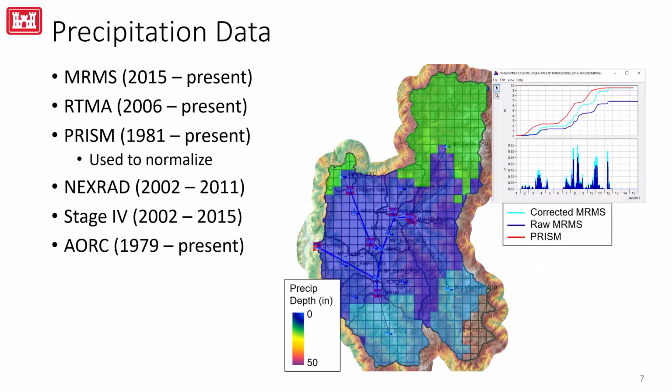Multiple sources of gridded precipitation were used. The gridded precipitation data source that was used for each modeling domain depended upon the age of the event used for model calibration. For instance, MRMS data was used for events that occurred after 2015, such as the animation that is being shown here for the Middle Fork Eel River watershed.